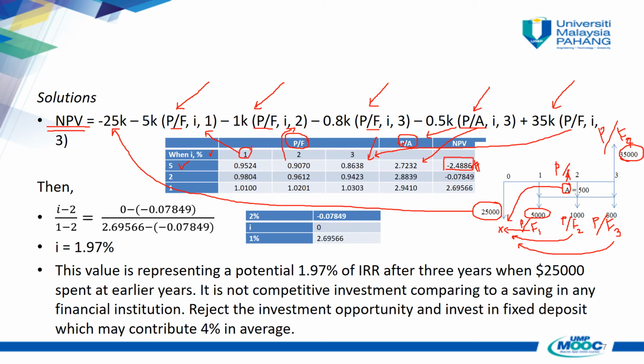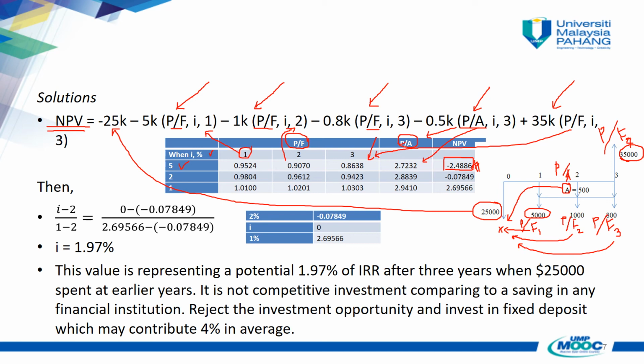Negative 2.4, and we know exactly that once we get this negative value, the interest rate is too high compared to the zero value. So we need to lower our interest rate from 5 to less than 5.